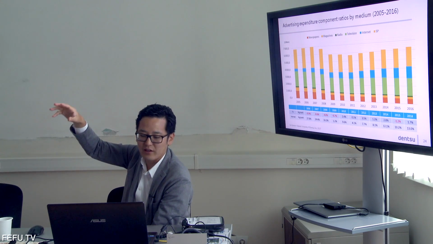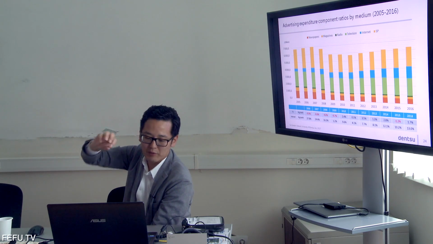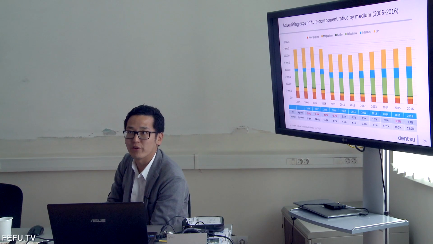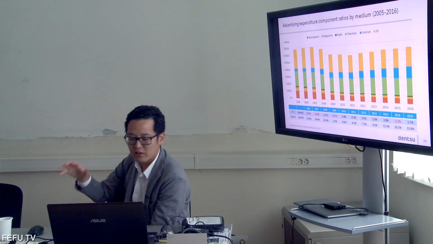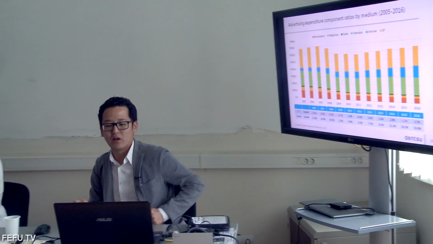But the internet has a stable growth rate. Even in 2016 or 2007, we had more than 20% growth in the internet. It's getting lower and lower, but it still has an average of 10% growth every year. So this is the trend in Japan for the digital media component.